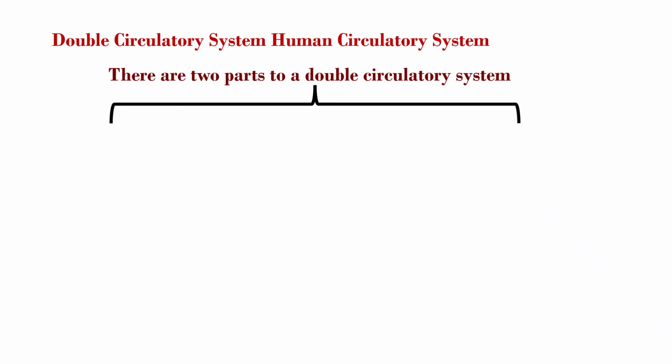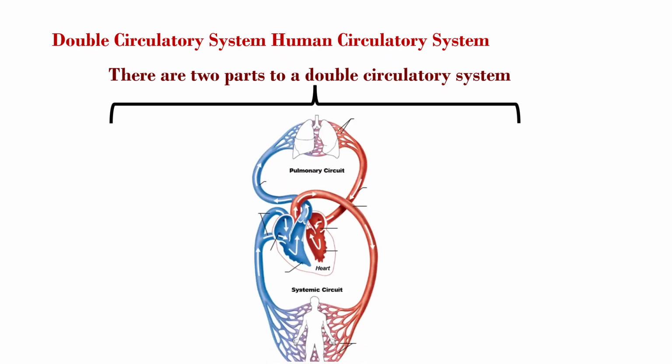The double circulatory system is the human circulatory system. There are two parts to a double circulatory system. What are they? This is the double circulatory system. You can see here a major circulation and here another circulation. This is the first and this is the second.